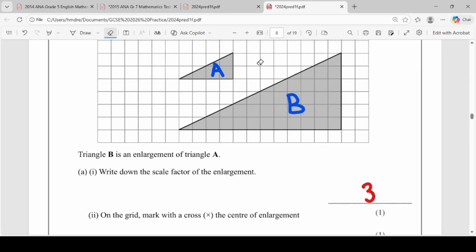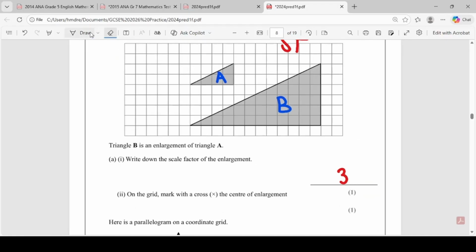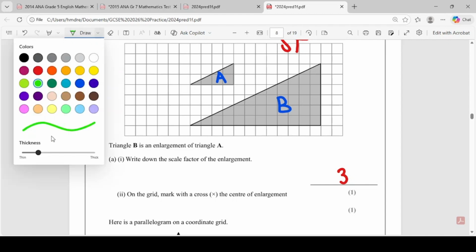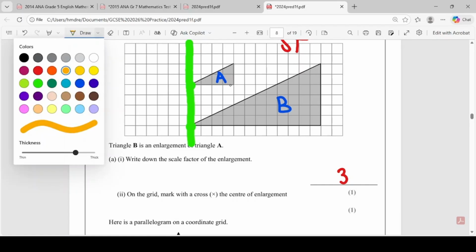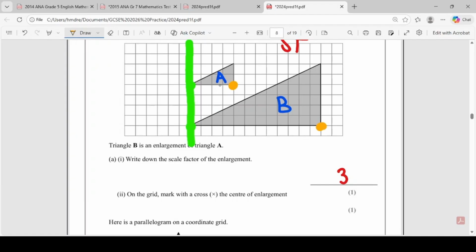So how we find the center of enlargement is we have to draw lines through all the corners and see where the lines meet. So we draw lines to the corresponding corners. So here and here, we're going to draw a line through there. This bottom corner and that one.